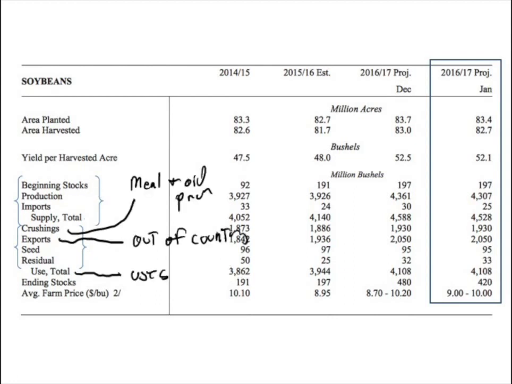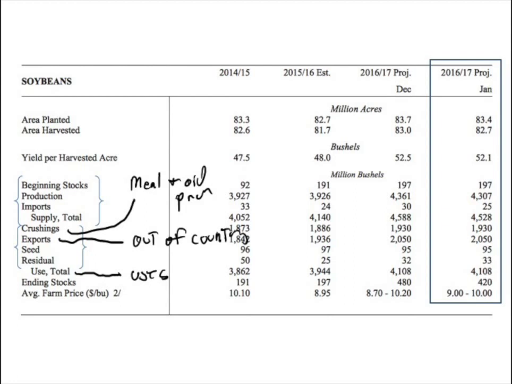Moving next to uses. Uses include crushing, which is meal and oil production predominantly. So soybeans used in crushing would be produced into meal and oil. By the way, there are supply and use statistics on meal and oil, so you can look at the meal and oil production and what that is used for in a separate report. Crushings, again, are a major use of soybeans.